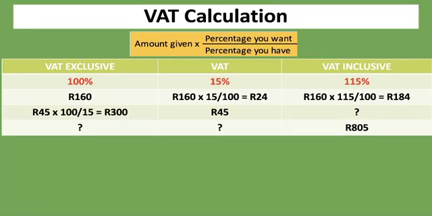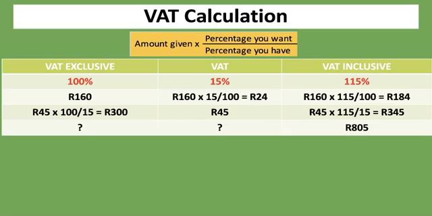What about VAT inclusive? We'll take the 45 Rand multiplied by the percentage that we want, which is the 115%, divided by the percentage that we have, which is the 15%, and it gives us 345 Rand. And obviously, again, if you add your VAT exclusive plus your VAT, it gives you the same answer of 345 Rand. What about the last one?